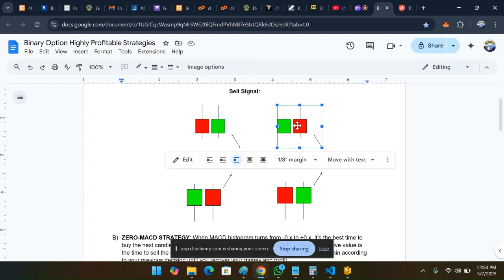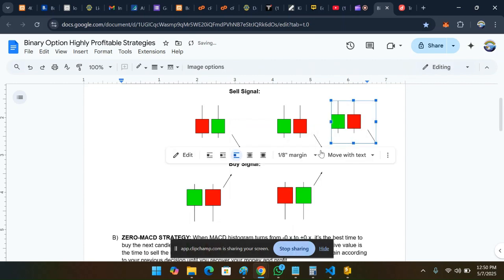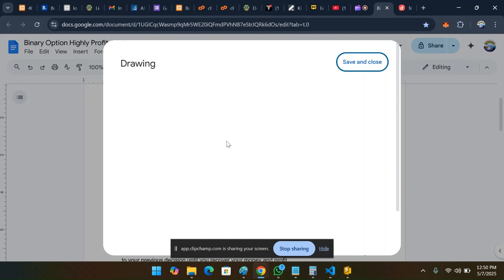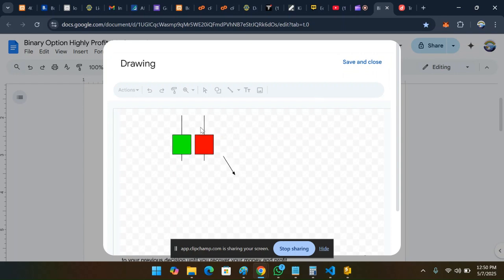Like this one now, it can be like this. Let me copy another one here. It can be like this. Let me edit. Just a minute. Let me take this one down like this. Okay. Now look at that. Are you getting it now?